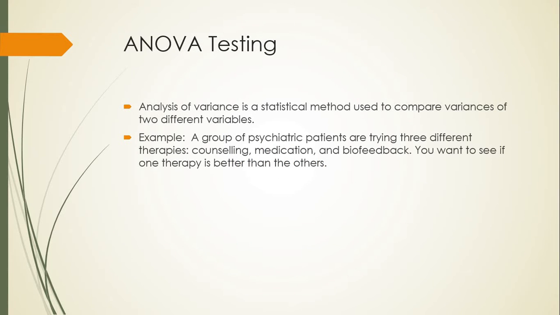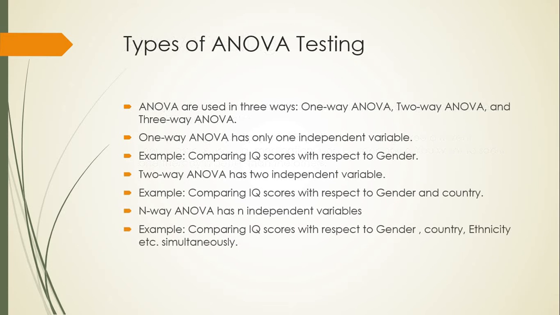Now we'll see what is ANOVA testing. Analysis of variance is a statistical method used to compare the variance of two different variables. For example, a group of psychiatric patients are trying three different therapies: counseling, medication, and biofeedback. You want to see if one therapy is better than the other, then you do ANOVA testing. There are various types of ANOVA testing: one-way ANOVA, two-way ANOVA, and n-way ANOVA. One-way ANOVA has only one independent variable, for example, comparing the IQ score with respect to gender.